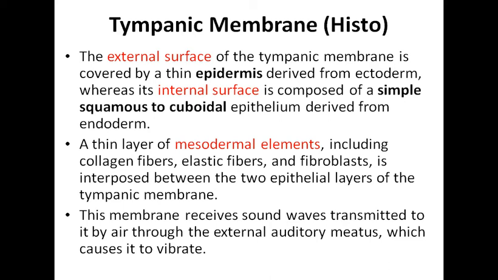Okay. Then a thin layer of mesodermal elements, including collagen fibers, elastic fibers and fibroblasts, is interposed between the two epithelial layers. Between the outer layer and the inner layer we have mesodermal elements, which include connective tissue fibers, fibroblasts and collagen fibers, right? So this will lie between these two layers. Now this membrane receives sound waves transmitted to it by the ear through the external auditory meatus, and these sound waves will cause it to vibrate just like a drum. Okay, it will vibrate.